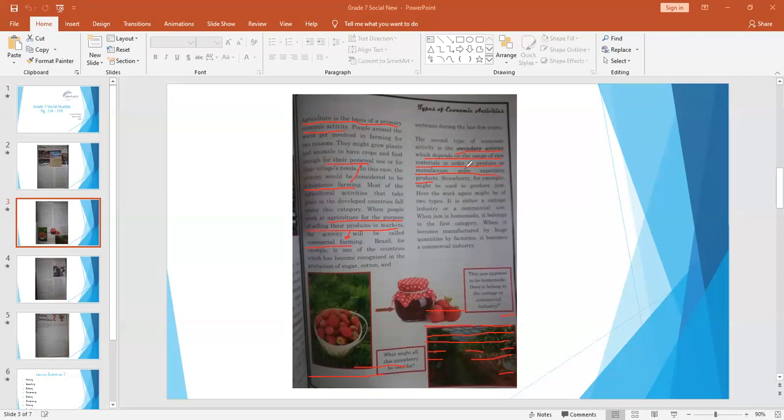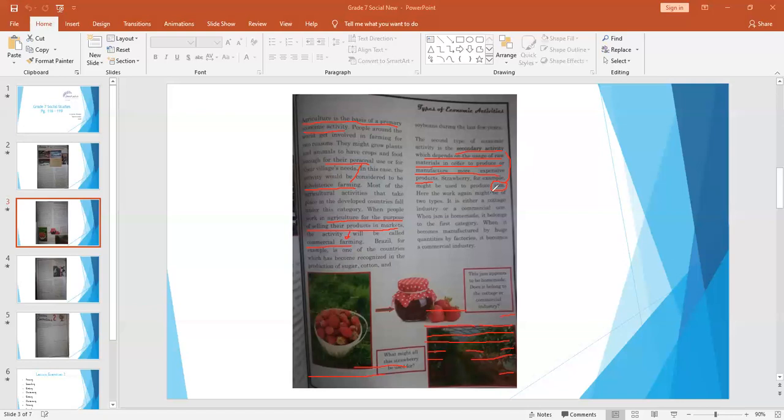However, strawberry, for example, might be used to produce jam. This is different. When I produce the jam, that is a secondary economic activity. Because now I'm taking the raw material and I'm producing it into another product, which is jam. That then becomes a secondary economic activity.